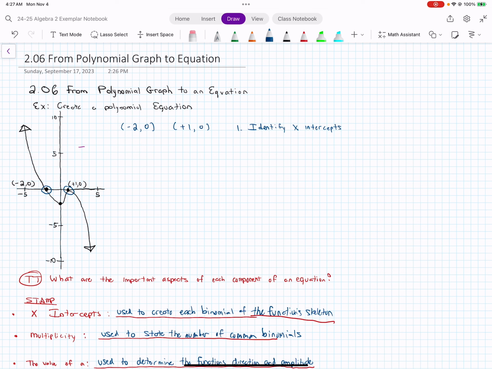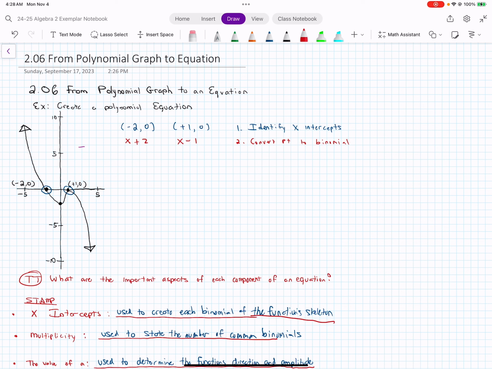Secondly, we're going to convert points to a binomial. So because this is -2, 0, the binomial is going to be x plus 2. Because this is +1, 0, the binomial is going to be x minus 1. Negative roots, opposite factors. Positive roots, negative factors. And +2, -1, all those factors. So step 2, convert point to binomial.